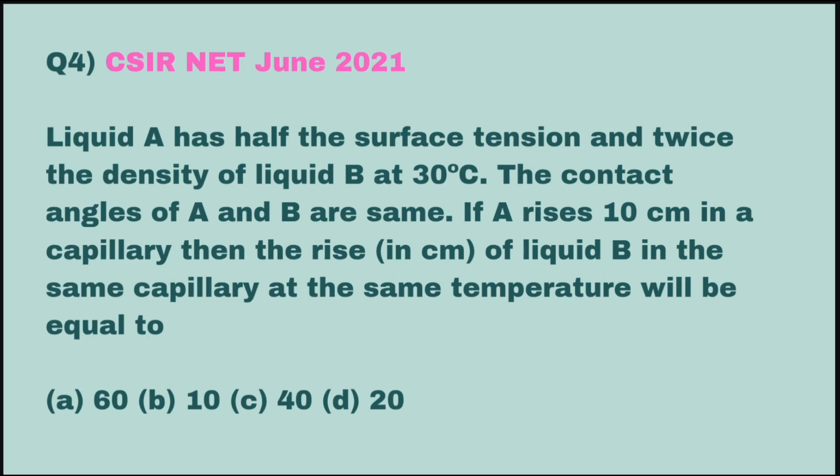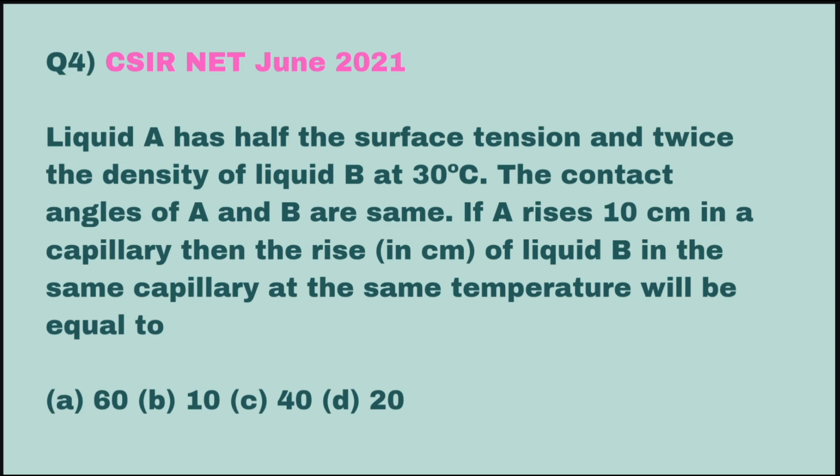This was asked in CSIR NET June 2021. Liquid A has half of the surface tension and twice the density of liquid B at 30 degrees Celsius. The contact angles of A and B are the same. If A rises 10 cm in a capillary, then the rise in centimeters of liquid B in the same capillary at the same temperature will be equal to, here 4 options given: 60, 10, 40 and 20.